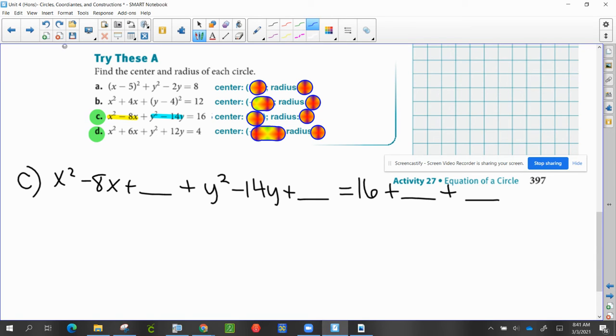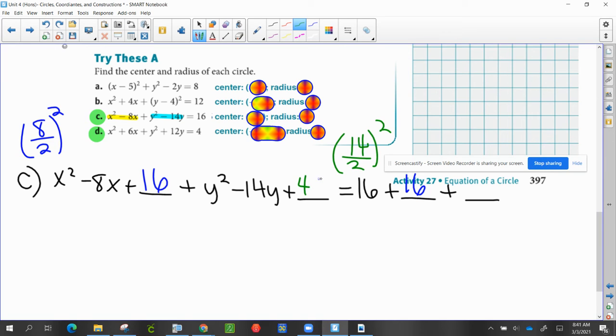So for my x's, I would have to take 8, cut it in half, and then square that number. So half of 8 is 4. 4 squared is 16. So 16 and 16 completes the square. Okay, for my y, I have 14. Half of 14 is 7. 7 squared is 49. So I'm going to add 49 in there. And make sure whatever you add to the left side, balance it out on the right side.